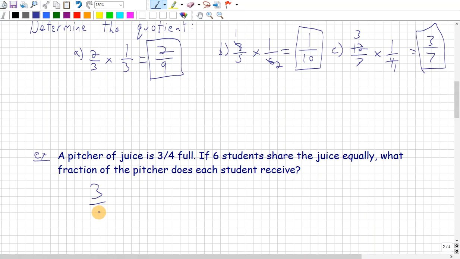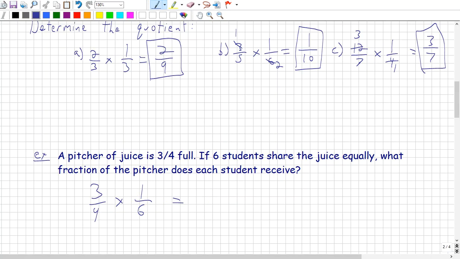So I start off with 3/4. This is a division question because we're sharing equally. We're trying to see how much that 3/4 of a pitcher divides. So divided by 6, and we're going to do this as a division question. So step 1, put that 6 over 1. Second step, it's a division with fractions, so I'm going to flip this second fraction. It becomes 1 over 6.